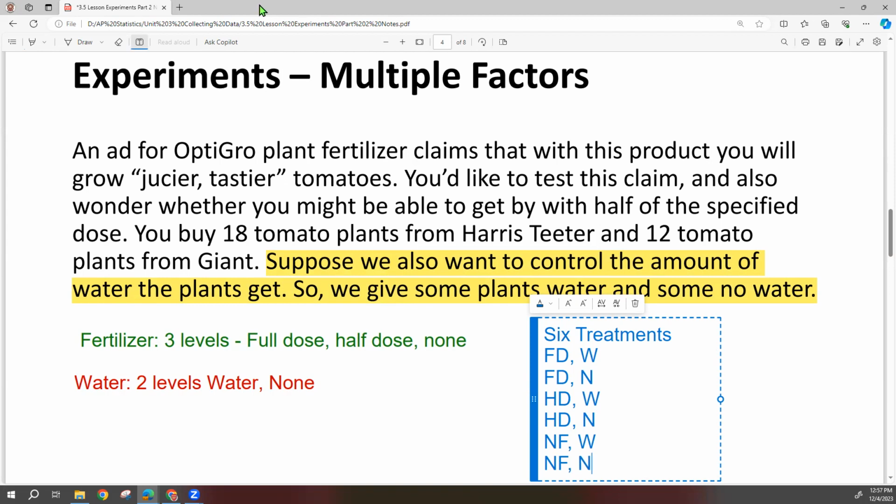So we'll have 6 different treatment groups, combining the different levels of both treatments so that we can see, you know, is it the water? Is it the fertilizer? Is it a combination of the two that is creating these tastier plants?